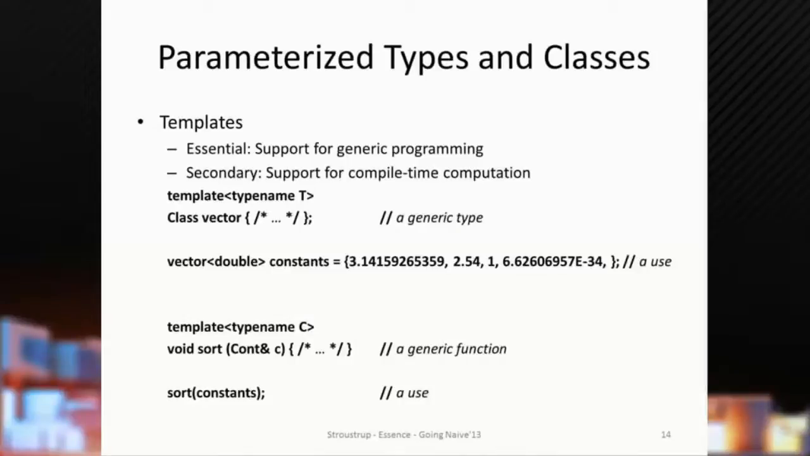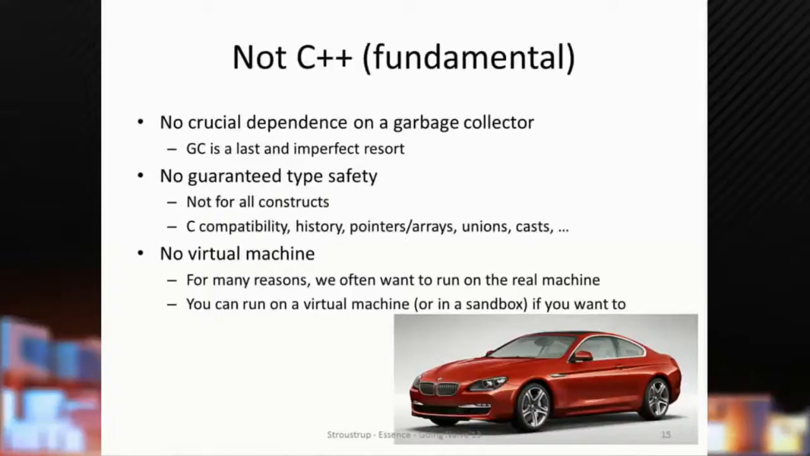Next, we have parameterized types and classes using templates. That's the essential support for generic programming. And secondarily, it allows compile time computation. Basically, you can have a vector that's parameterized by its element type. You can have a sort function that's parameterized by its container type. And so we can make a vector of doubles like that. And we can sort some vector with that. That's the essence of generic programming as represented in C++ and supported.